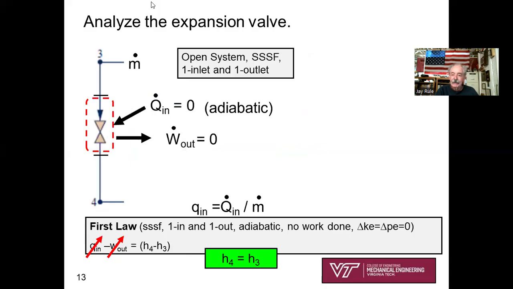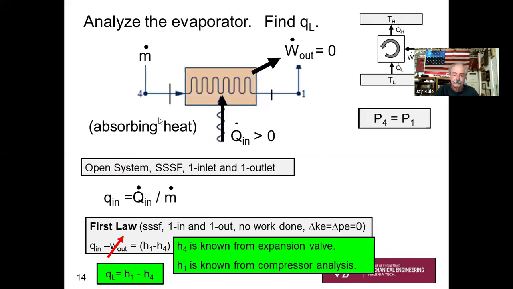Next you're analyzing the expansion valve. Since we've gone through the nuts and bolts of the expansion valve, you remember the lecture about the throttling valve: no heat transfer, fully adiabatic, no work coming out, little w is 0. And in the absence of changes in kinetic energy, it's constant enthalpy. H4 equals H3. That's the statement of the first law.